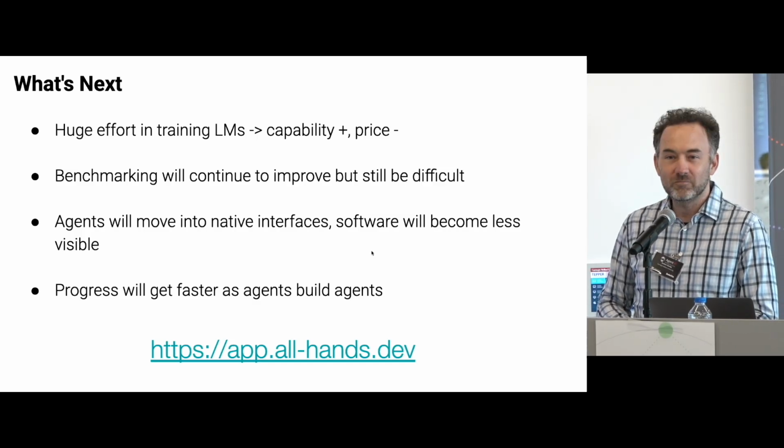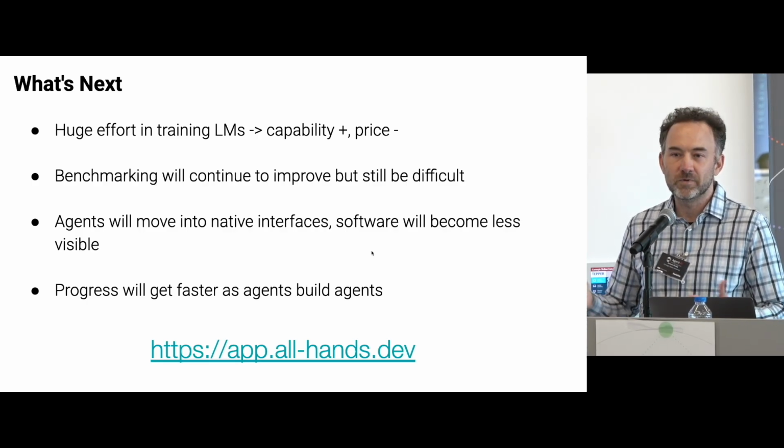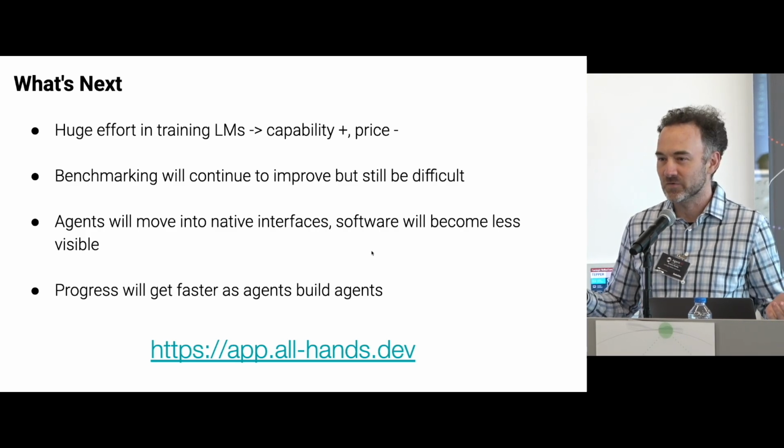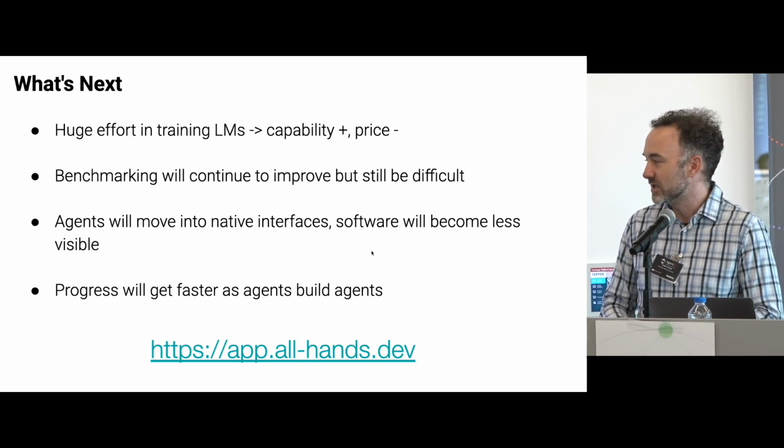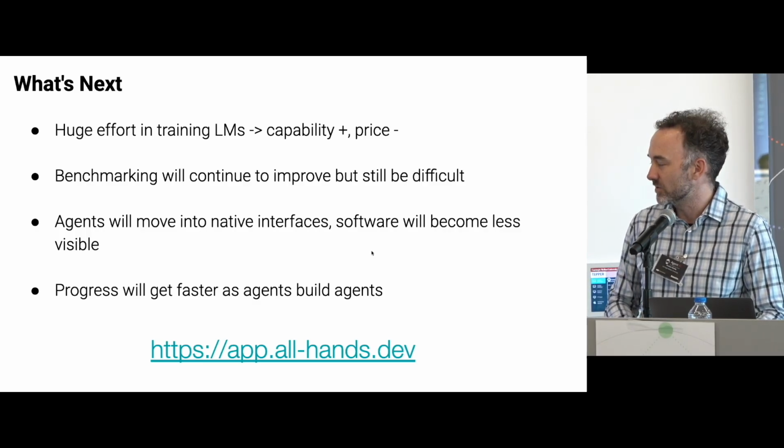Also, progress is already very fast, but I expect it to get faster because we're using agents to build agents. OpenHands is the biggest contributor to our OpenHands repo right now, and that's only going to get better as agents get better. So I think we're going to continue to see this grow by leaps and bounds.